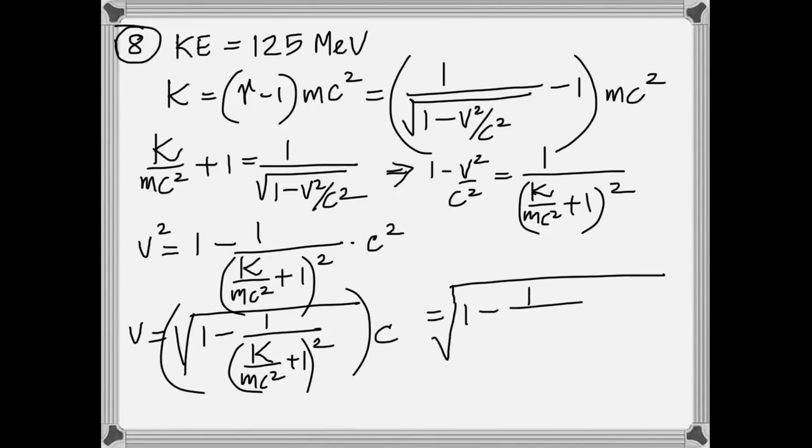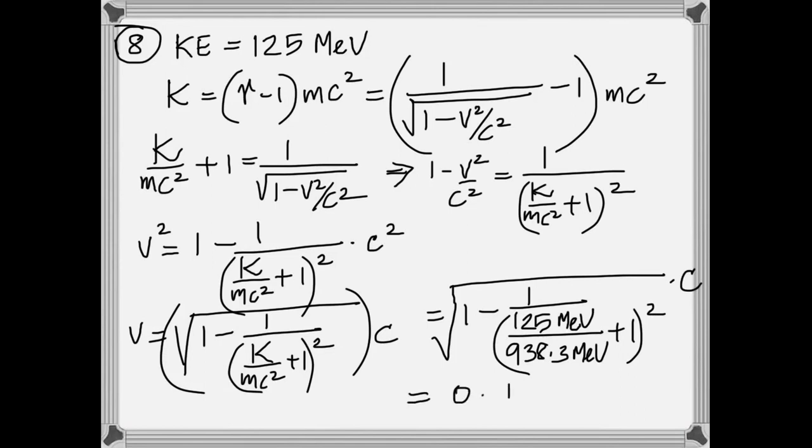So now plug in what is given. The kinetic energy is given, 125 million or mega. Both will work. Mega electron volts, and you know mc² is 938.3. So when you do all that calculation, you get 0.470 c as the speed of the proton.